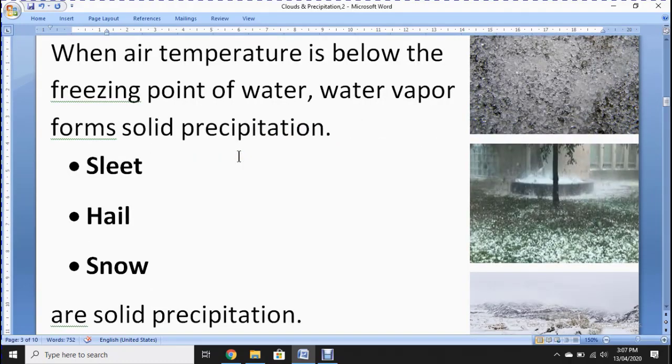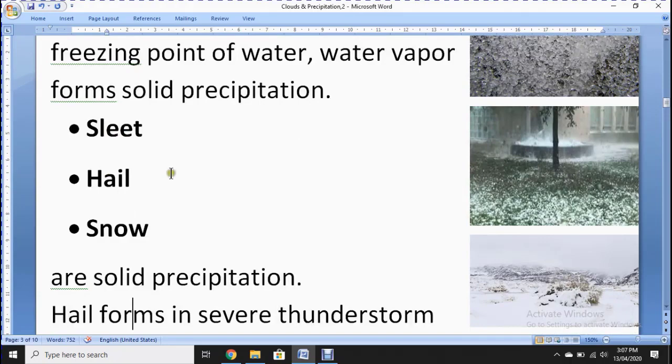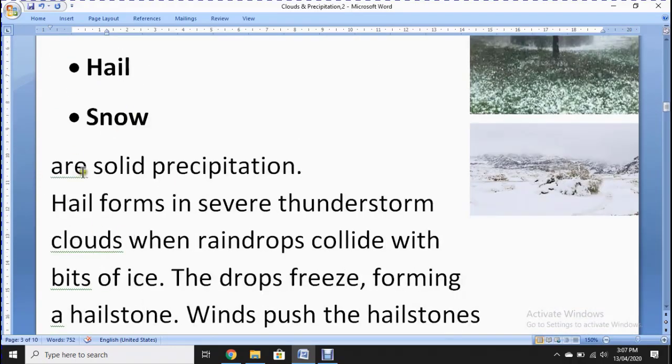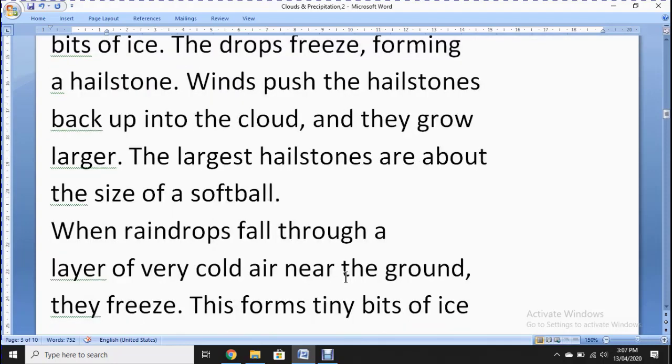These are three types: sleet, hail and snow. So let's see one by one. These all are solid precipitation. Hail forms in severe thunderstorm clouds when raindrops collide with bits of ice. The drops freeze, forming a hailstone. Winds push the hailstones back up into the cloud and they grow larger.